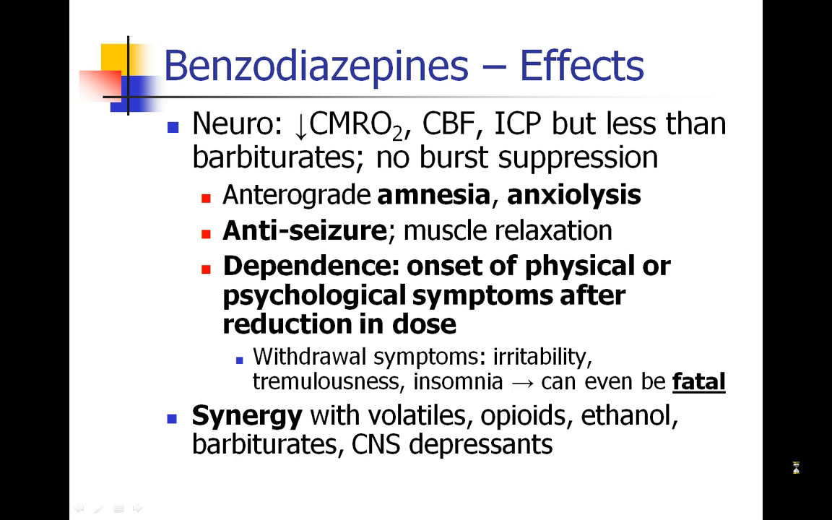In the brain, like most of our other drugs, benzodiazepines will decrease ICP and cerebral blood flow as well as cerebral metabolic oxygen consumption, but not as extreme as barbiturates and some of our other drugs. You can't get to burst suppression or anything like that.